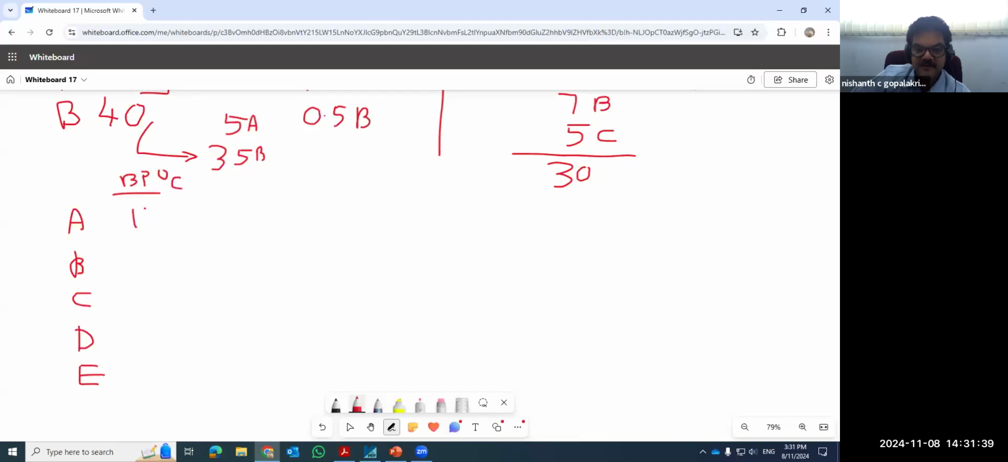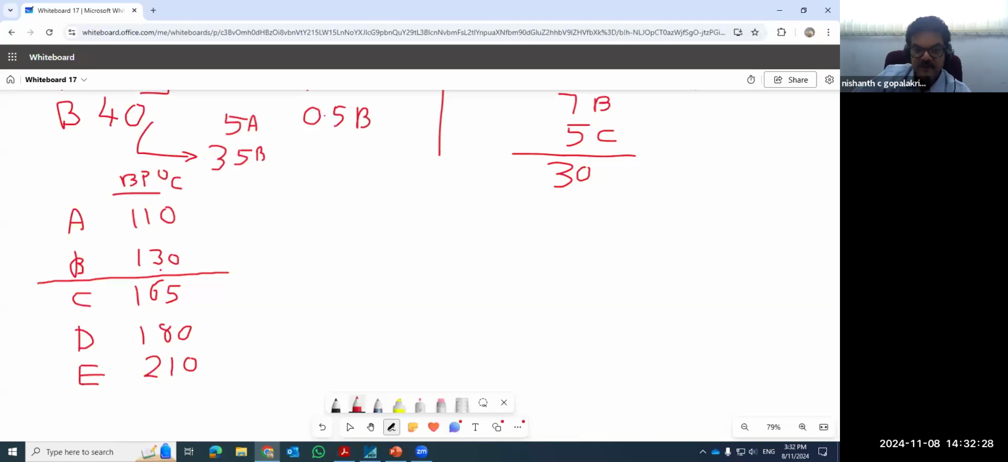For A, let's say this is 110. For B, let's say it's 130. C maybe 165. And D maybe 180. And E maybe 210. So in this case, suppose the purpose of this distillation column is to get most of the A and B at the top. That means these two components at the top and the remaining three components at the bottom. So suppose this is the target in our distillation column.